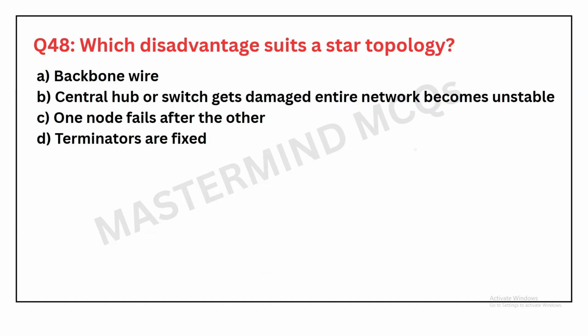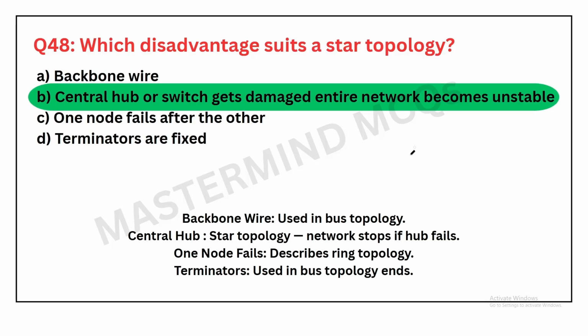Question number 48. Which disadvantage suits a star topology? Option A, backbone wire, option B, central hub or switch gets damaged, entire network becomes unstable. Option C, one node fails after the other. Option D, terminators are fixed. The right answer is option B, central hub or switch gets damaged, entire network becomes unstable.